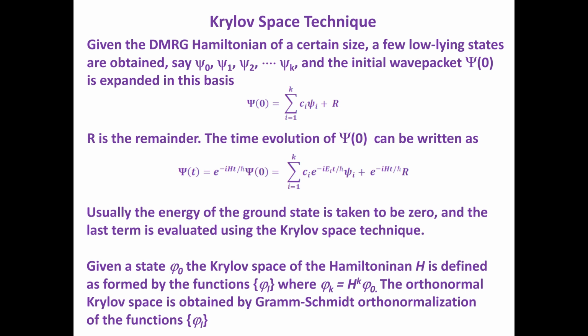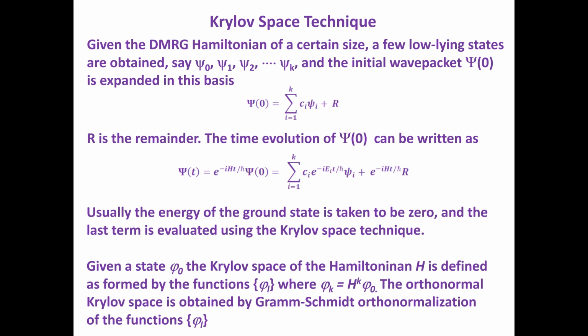Then you can also get a few low-lying eigenstates. So I can express my wave packet at time 0 as a linear combination of a few low-lying eigenstates, sum over i equal to 1 to k of ci psi i, plus some residue R. This part I can time evolve because I know very well the eigenvalues. And for the residue R, I will time evolve using the explicit time evolution operator e to the minus iHt by h cross, because I know all the eigenvalues and eigenfunctions of H, which is a small matrix in the Krylov space.